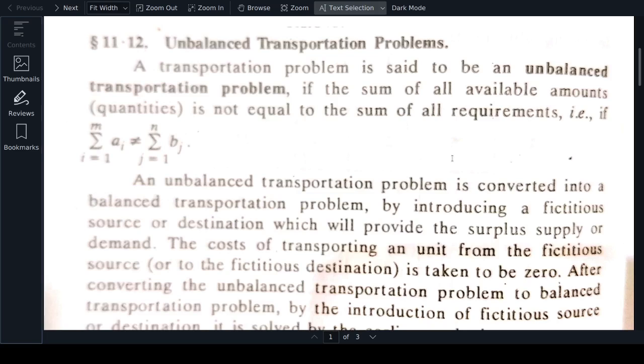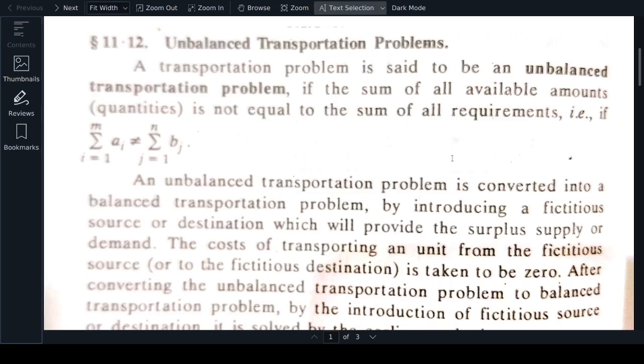So you see, a transportation problem is said to be an unbalanced transportation problem if the sum of all available amounts, means quantities, is not equal to the sum of all requirements. Requirements means demands. Sometimes in place of demands, requirement is given, and in place of availability, supply is given. Here we denote one by Ai and another one by Bj.